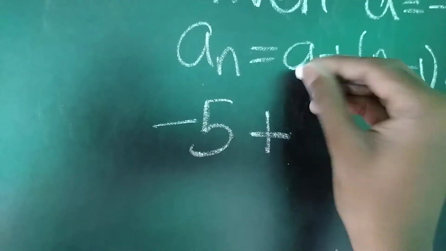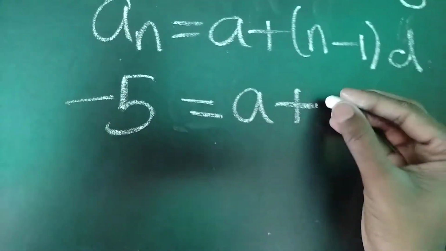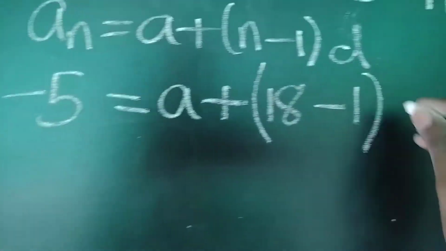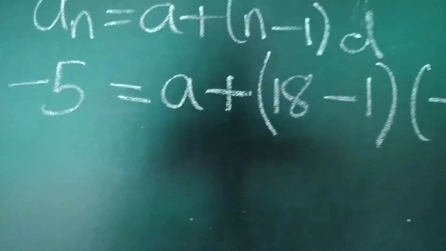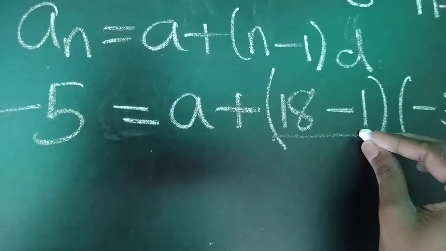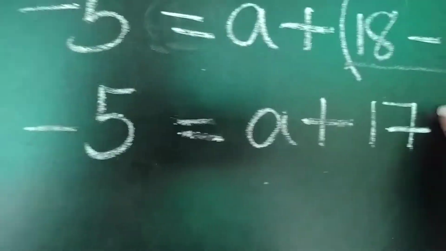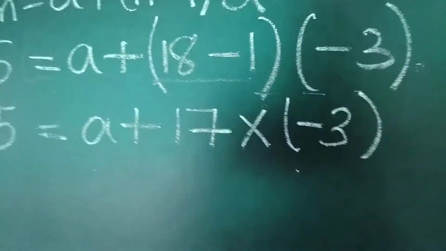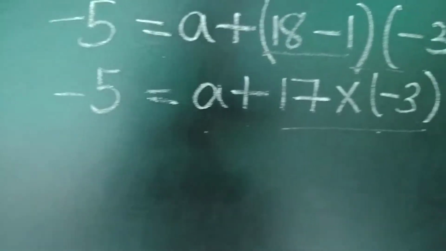Equals A, we don't know that, that is only what we need to find. So write A as it is, plus N, they have given to be 18, so 18 minus 1, into D, they have given it to be minus 3. As I said earlier, whatever is in the bracket, that one we need to solve. So minus 5 equals A, remaining all will be the same, 17 into minus 3. Bracket always indicates multiplication. Then you multiply 17 into minus 3.